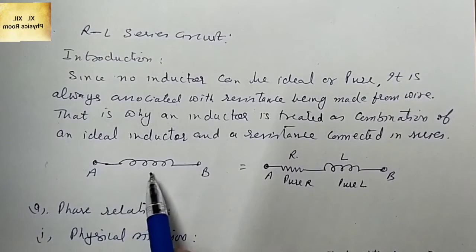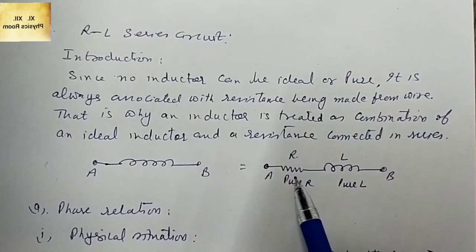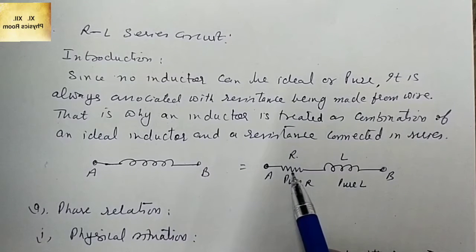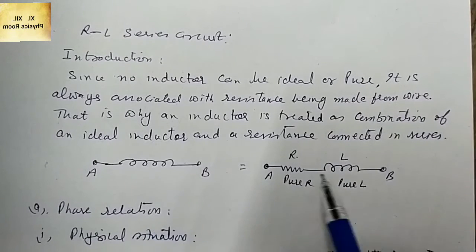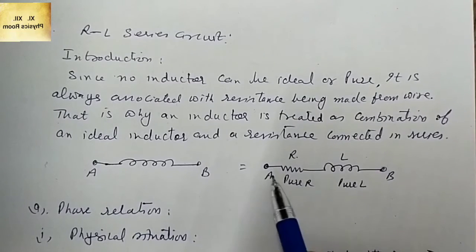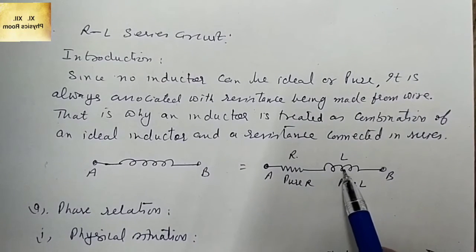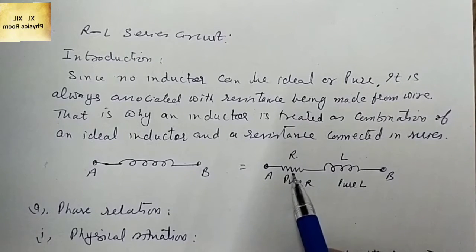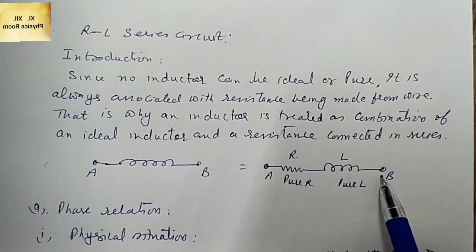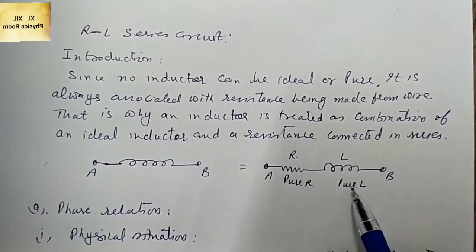So this is the ideal inductor. It is associated with resistance, being made up of wire. Therefore we have taken the resistance part separately and the inductive part separately. So this inductor is equivalent to a resistance and an inductor in series. This resistance is the resistance of the wire from which the inductor has been made. So this is pure R, this is pure L.